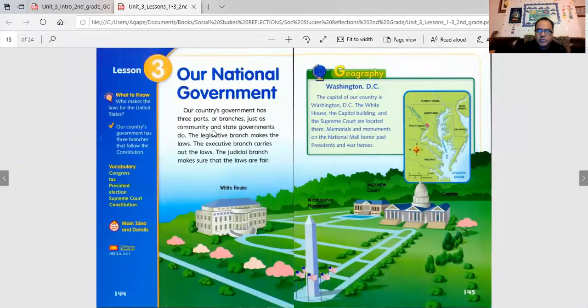Next up is our national government. Please look for it. And I hope that you enjoyed this section, especially with a map.